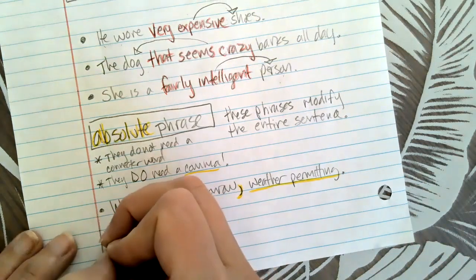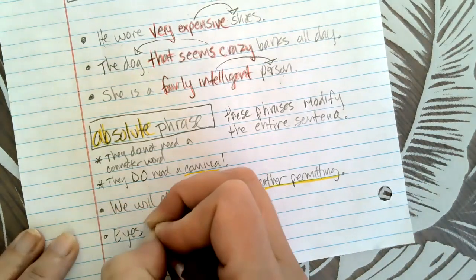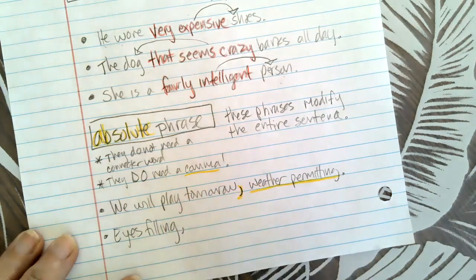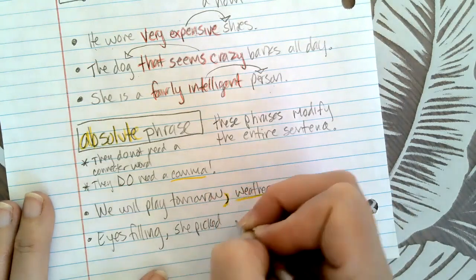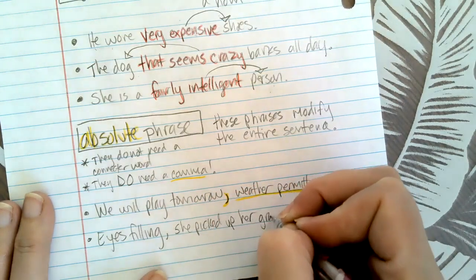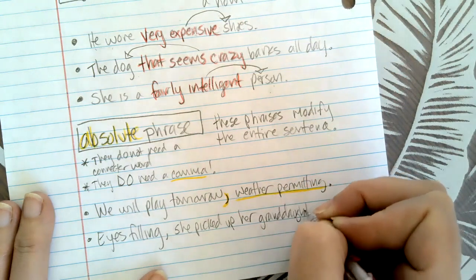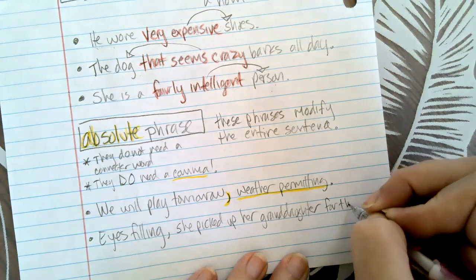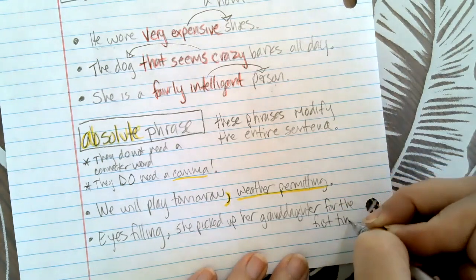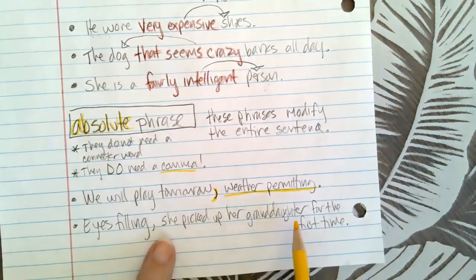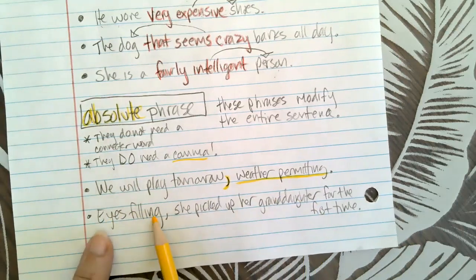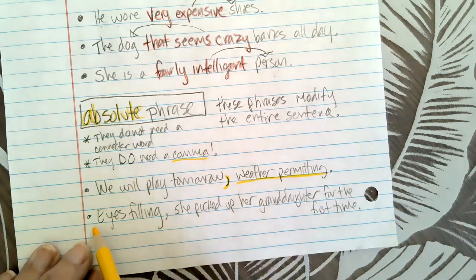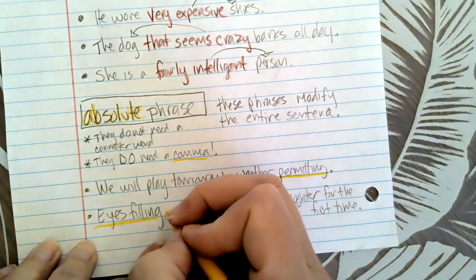Okay, here's another one. Eyes filling, comma, she picked up her granddaughter for the first time. She picked up her granddaughter for the first time. That's our sentence, our independent clause. Eyes filling modifies this whole sentence. It tells us what's happening as she picked up her granddaughter for the first time. So that's an absolute phrase.